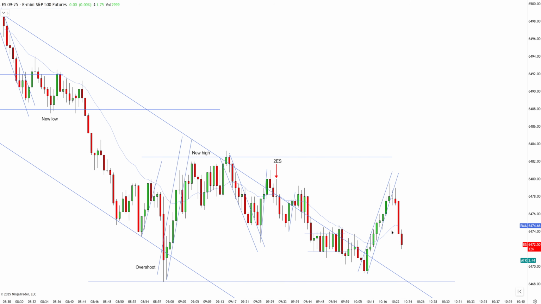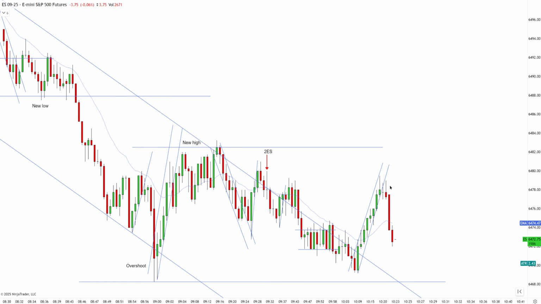So maybe failed second entry long could be interesting. I would like to see break a new high, but since we have such a deep retracement, market may just go all the way down to test the new low. So I may consider some decent failed second entry long. We'll see how it forms.